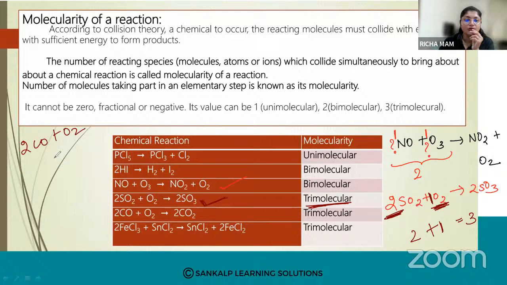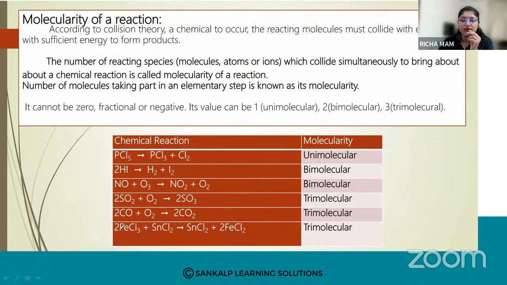2CO plus O2 giving you 2CO2. That is carbon monoxide plus oxygen. When it combines, it gives you what? 2 moles of carbon dioxide. So can we calculate? Yes. See here how many molecules are there? Here 2 molecules of carbon monoxide and 1 molecule of oxygen. So 2 plus 1 is 3. So again it is a trimolecular system.